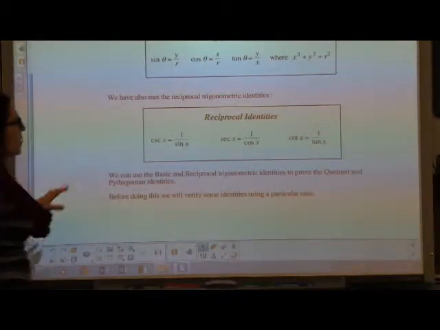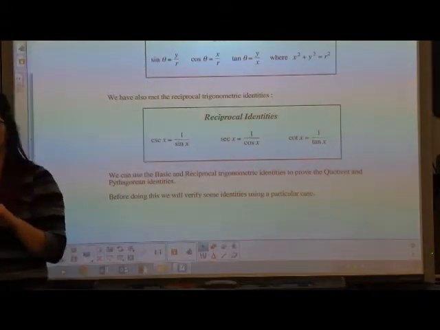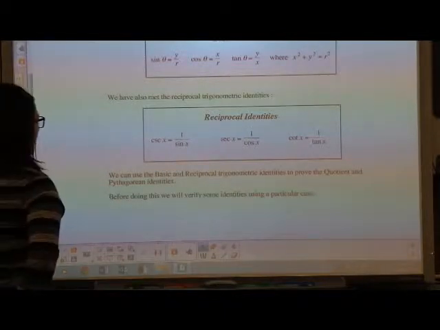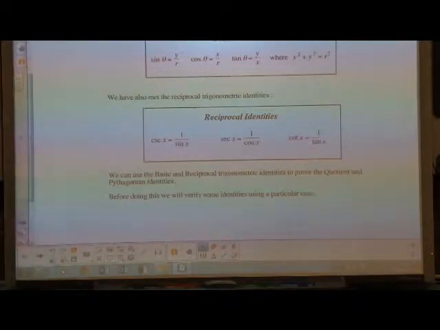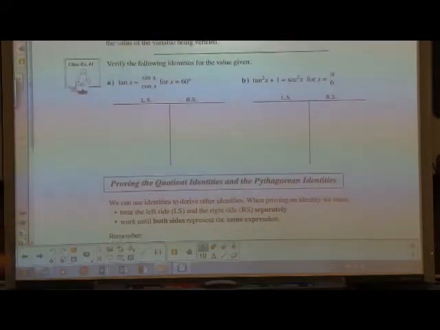In addition, we also have the reciprocal trig functions, where cosecant is 1 over sine, secant is 1 over cos, and cotangent is 1 over tan. So we're going to use these basic identities to prove the first two identities, which we call the quotient and the Pythagorean identities.